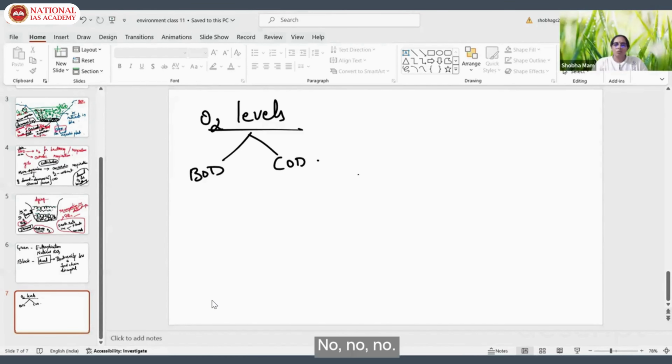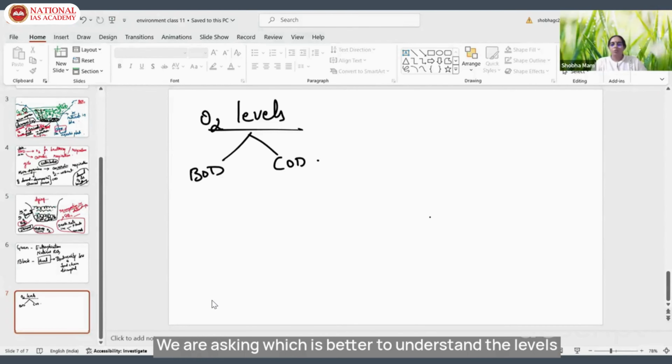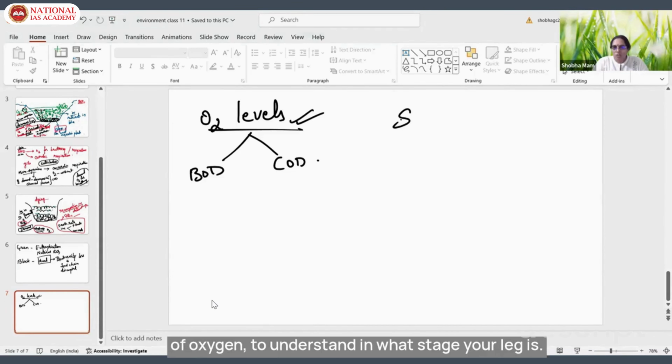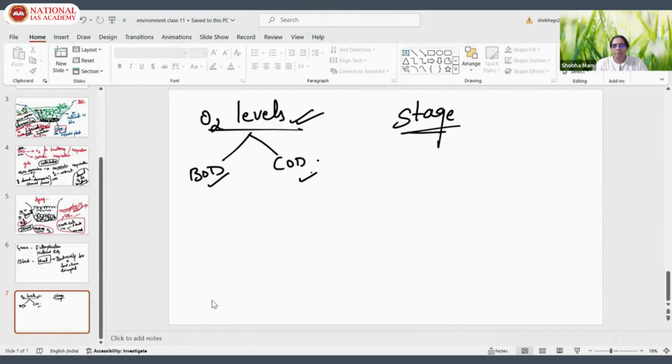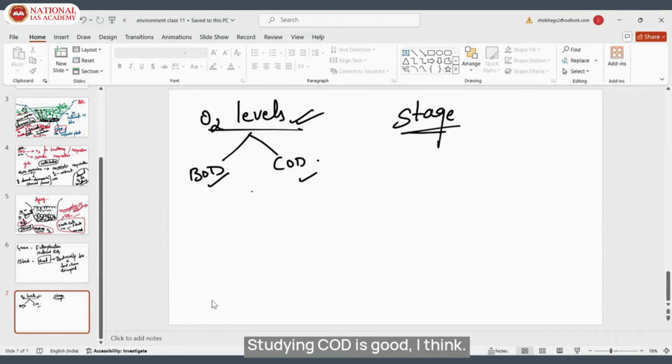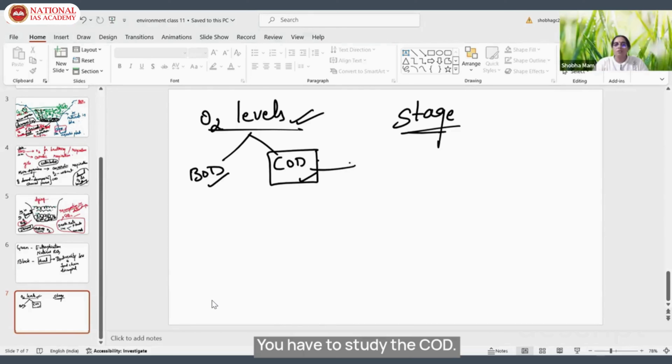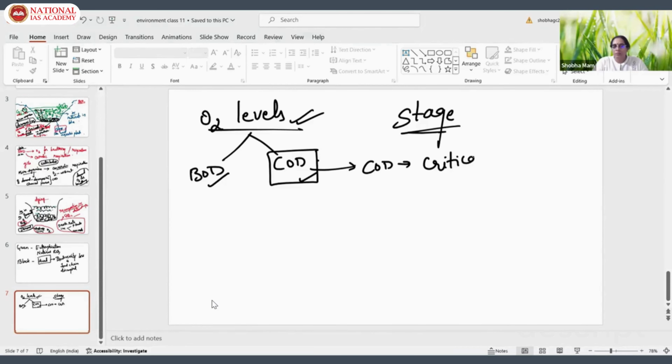No, no, no. We are asking which is better to understand the levels of oxygen. To understand in what stage your lake is, is studying BOD good or studying COD good? Studying COD is good, I think, ma'am. You have to study the COD. If COD has started, it means the lake is in critical condition.